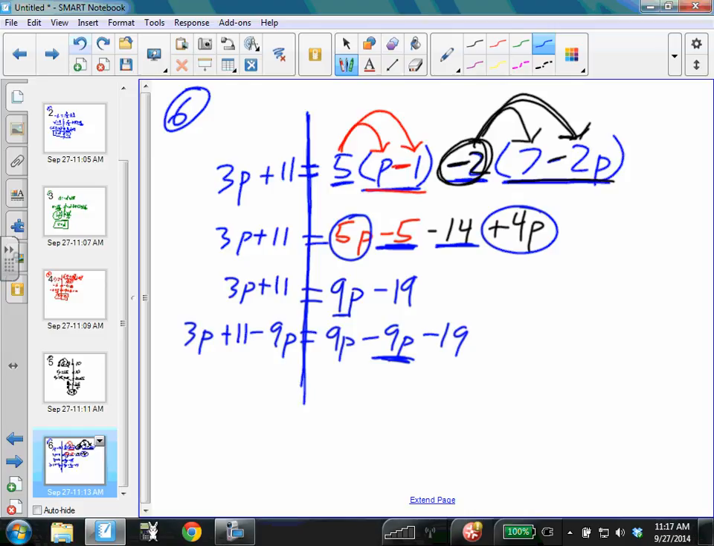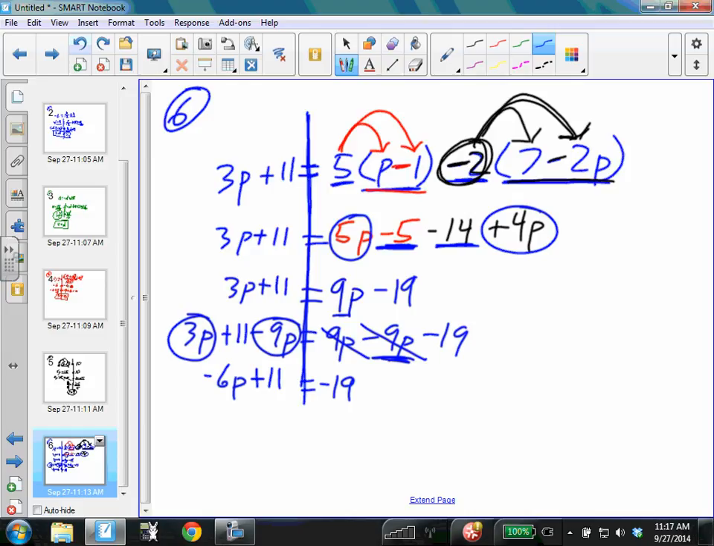Okay? So on the left-hand side, I can combine the 3p and the negative 9p, and those will make negative 6p, and the plus 11 will just stay. On the right-hand side of the equation, the 9p and the negative 9p cancel, and so I only have negative 19. And now this is a two-step equation, just like any other equation that we have ever done before. Just a regular old two-step equation.